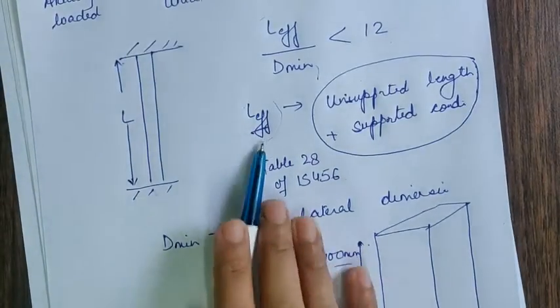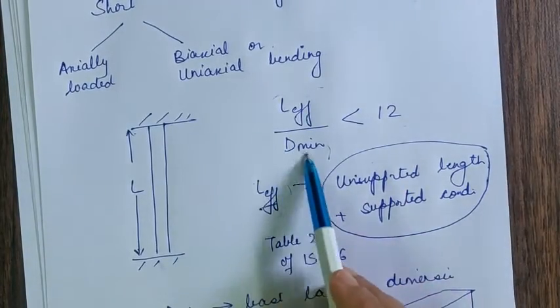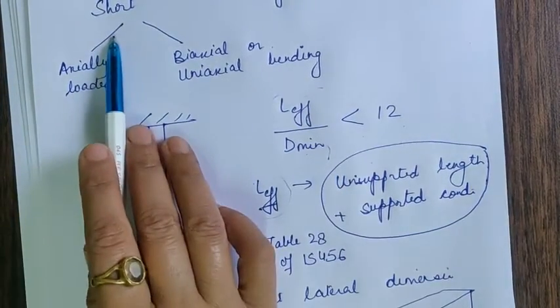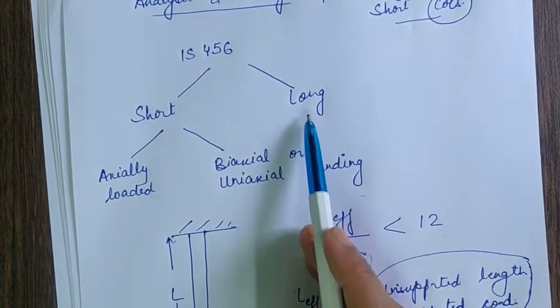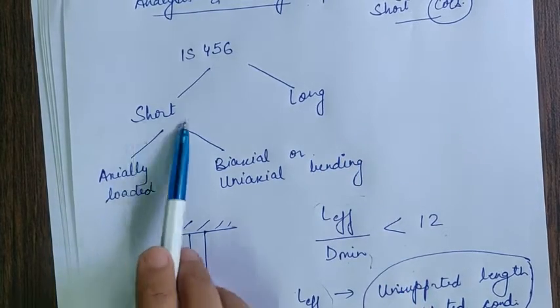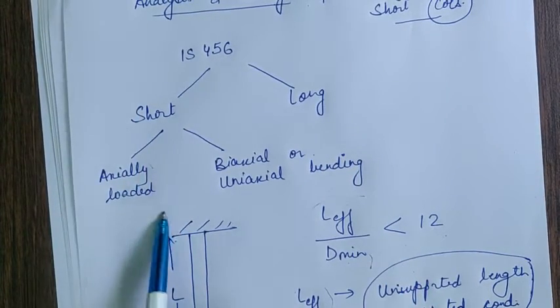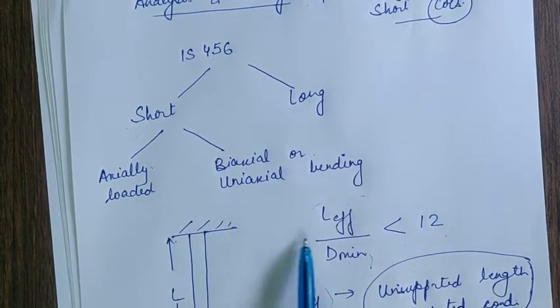So we know what is L effective, we know how much is D minimum. If this value is less than 12, then we will take this to be a short column. And if not, then we will be taking it as a long column. The design procedure I will tell in the next slides. Then in short columns, there can be axially loaded columns or the columns that are subjected to bending.